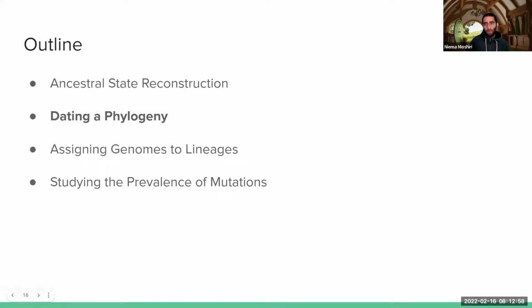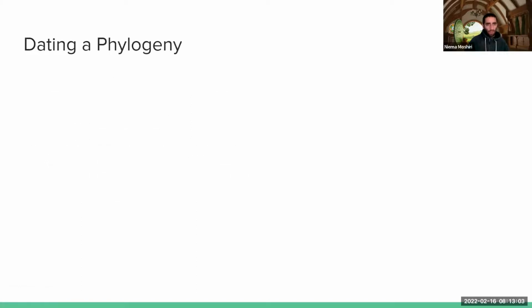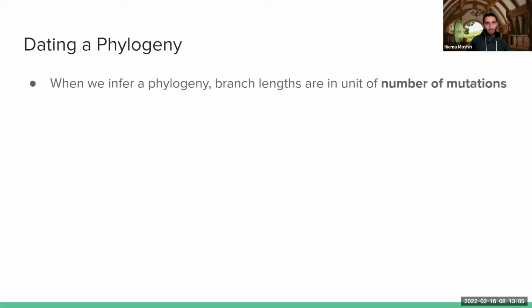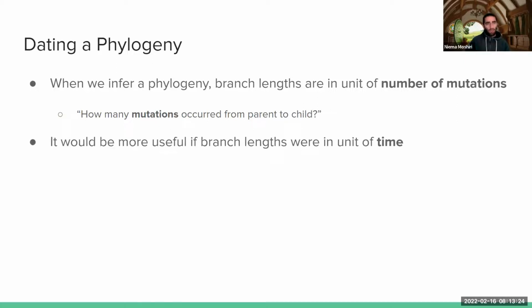Okay, so the second topic we want to cover today is called dating of phylogeny. As I mentioned, when we infer a phylogeny, when we give a multiple sequence alignment to one of those tools that we talked about last week, the branch lengths of the tree that we predict are in units of number of mutations. So I can basically answer the question, how many mutations occurred from the parent to the child in that evolutionary tree? But as a human, I want to deal with time.